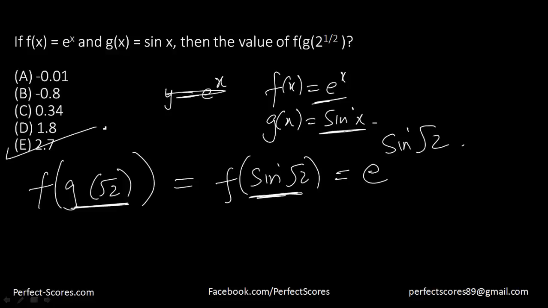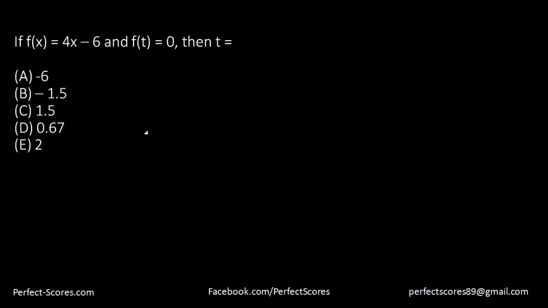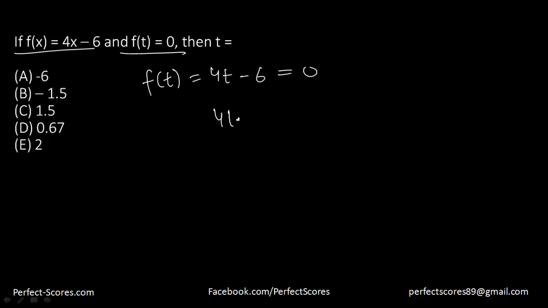Fine. So I hope you're able to understand what I'm trying to say here, guys. Moving forward to the next one. This one says f of x is this and f of t is 0. So that means f of t is going to be equal to 4t minus 6, which is 0. That means 4t is 6. That means t is equal to 6 over 4, which is 3 over 2, which is 1.5. There you go. Easy ones, right?